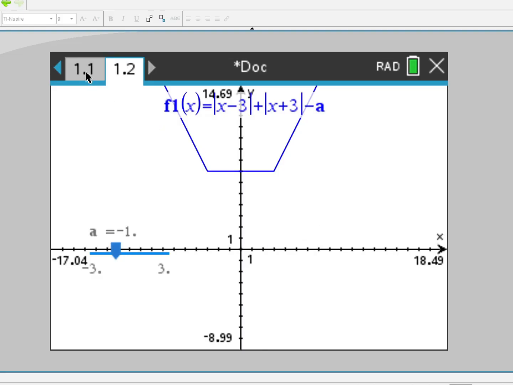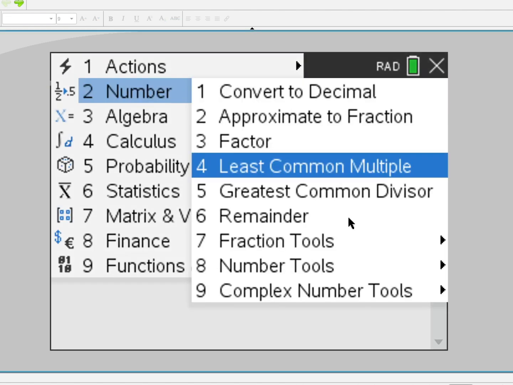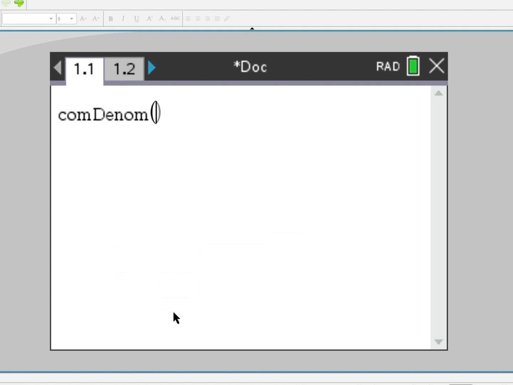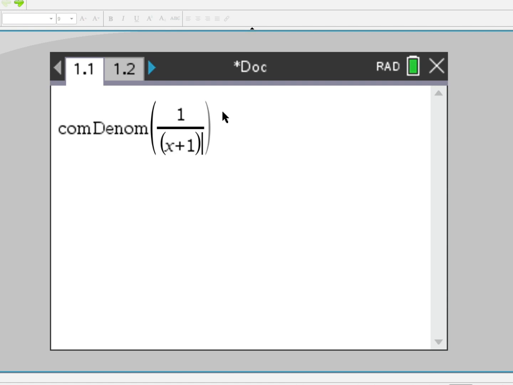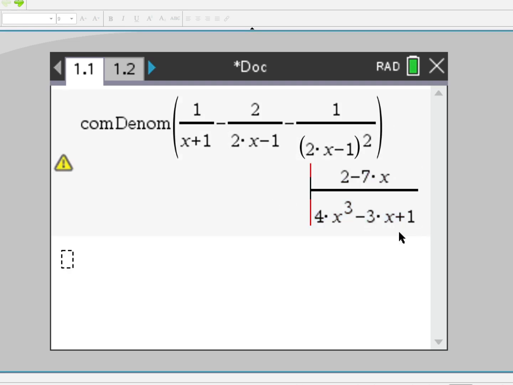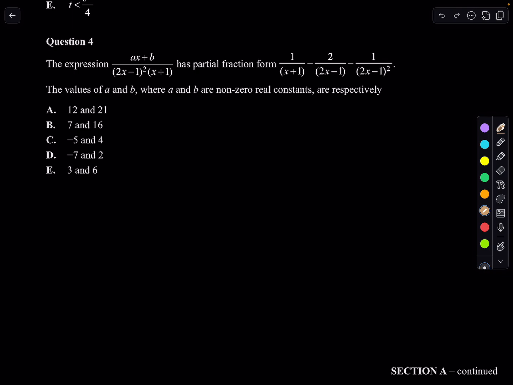So what I'm going to do straight away is go to my CAS, go menu, number, go to fractions, and go to common denominator, and we'll write that partial fraction form. So it gives us a common denominator like that, minus 2x minus 1. I'm going to copy this whole thing, squared. All right, enter, and this is what it is in terms of common denominator. So let's write that down. 2 minus 7x all over 4x cubed minus 3x plus 1.